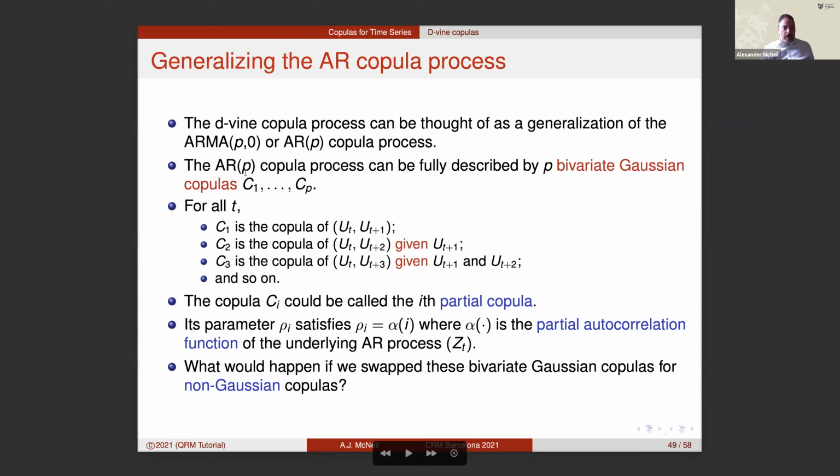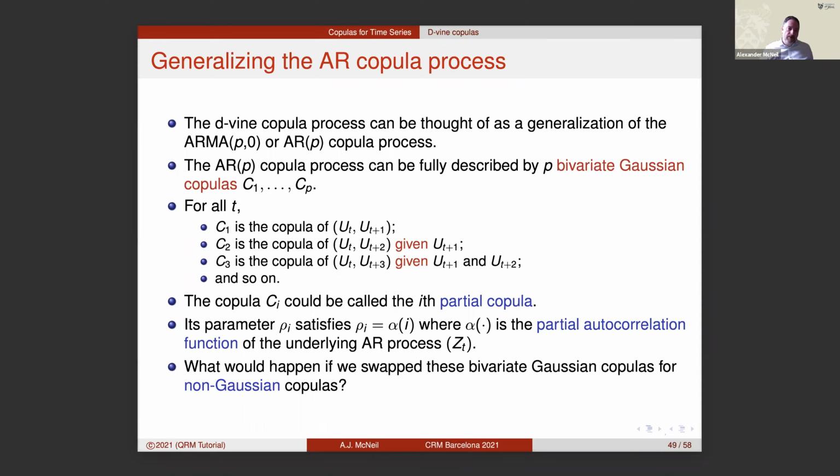Now, the AR(p) copula process can actually be described by p bivariate Gaussian copulas. So you have an interesting decomposition of the model, which allows you to describe it in terms of p bivariate Gaussian copulas. And they have the following interpretations, C1 to Cp. C1 is the copula of two adjacent values, let's say the value at time t and the value at time t plus 1. C2 is the copula of two values separated by one time step given the intermediate value. There was a question this morning about copulas for conditional distributions. That's actually what's happening here. C2 is the copula of the conditional distribution of u_t and u_{t+2} given u_{t+1}, and so on. C3 is the copula of u_t and u_{t+3} given u_{t+1} and u_{t+2}.